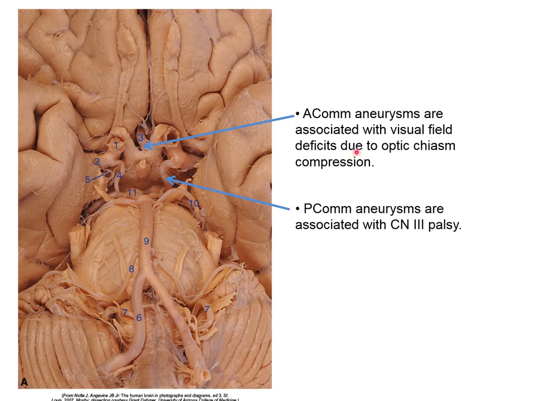We see some of those anterior communicating artery aneurysms right in this location, and that can be associated with a visual field defect due to damage right here to the optic chiasm. And posterior communicating artery aneurysms coming off of this vessel might push into the third nerve, because they tend to expand, and produce a weakness of the third nerve with extraocular movement problems.